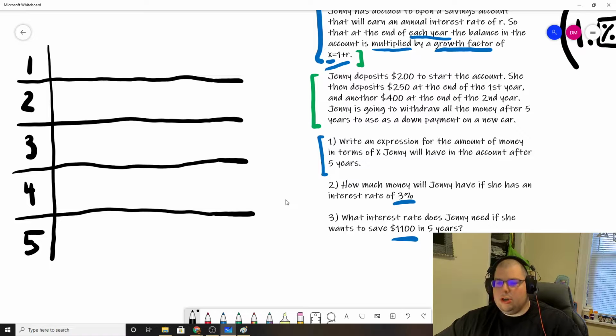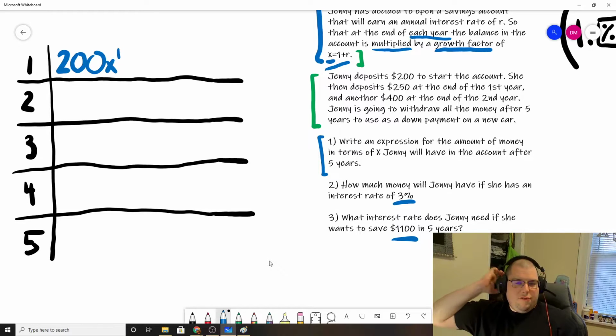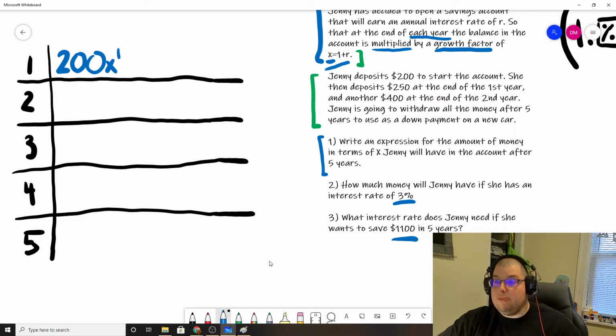And we're just going to work through this paragraph as it talks about the money. All the money's staying in the account for the 5 years until the very end, so we don't have to worry about withdrawals. The first thing is the $200 to start the account. $200 is going to be in there for the first year. So that's 200x, and we could say to the first, because it's been in the bank account for 1 year. And we're going to multiply by an x for each year that the account is open. That's in this top paragraph.